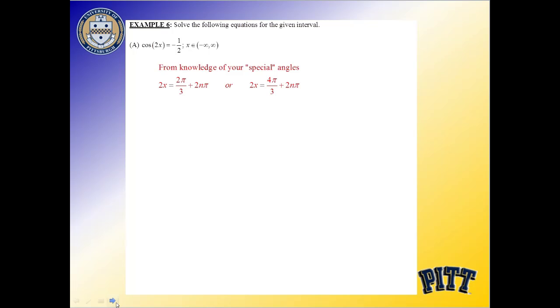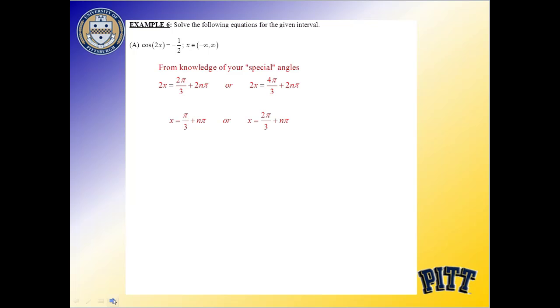Now, to solve for x, I have to divide both sides by 2. So x equals pi over 3 plus n pi, or 2 pi over 3 plus n pi. And because they want all possible solutions between negative infinity and infinity, or all real numbers, that would be my answer, because these two formulas would produce every possible value of x.